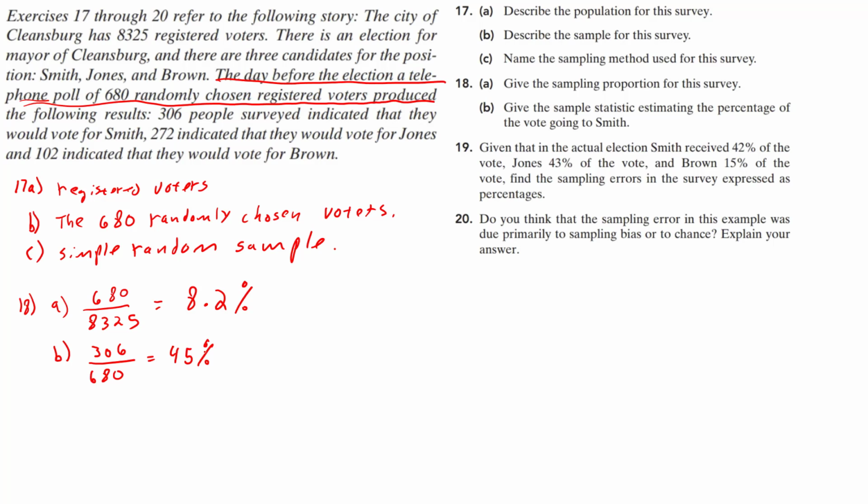19. Given that the actual election, Smith received 42% of the vote, Jones 43%, and Brown 15% of the vote. Jones was actually 43%. In the survey, the actual was 272 out of 680, which should have been 40%. And so they were off by 3%. Then for Brown, Brown actually got 15% of the vote.